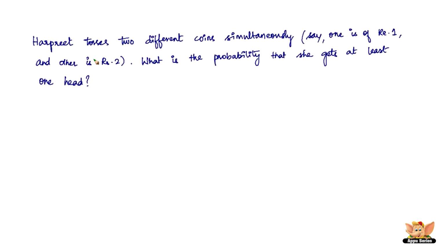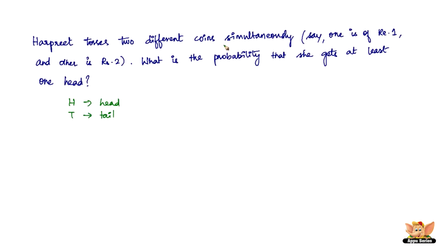Well, we've got another problem here which reads like this. Harpreet tosses 2 different coins simultaneously. Say one is of rupee 1 and the other one is rupees 2. So rupee 1 coin and rupee 2 coin. What is the probability that she gets at least 1 head? Now the first thing is we write H for head and T for tail.